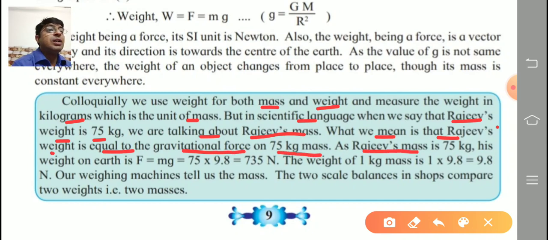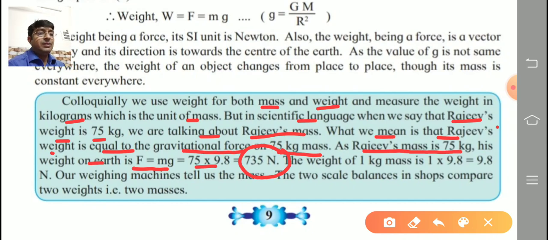As Rajiv's mass is 75 kilogram, his weight on the earth, by using the formula F equal to mg, with mass 75 kilogram and value of g 9.8, is actually 735 Newton. So weight is measured in Newton, but in our day-to-day life, we measure both mass and weight in kilogram. But scientifically that is wrong.